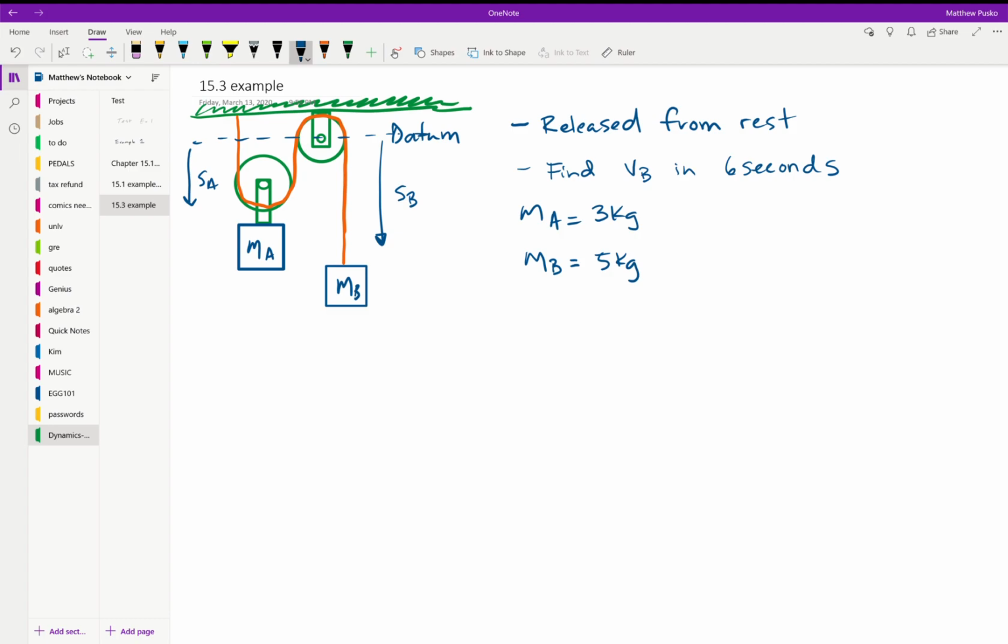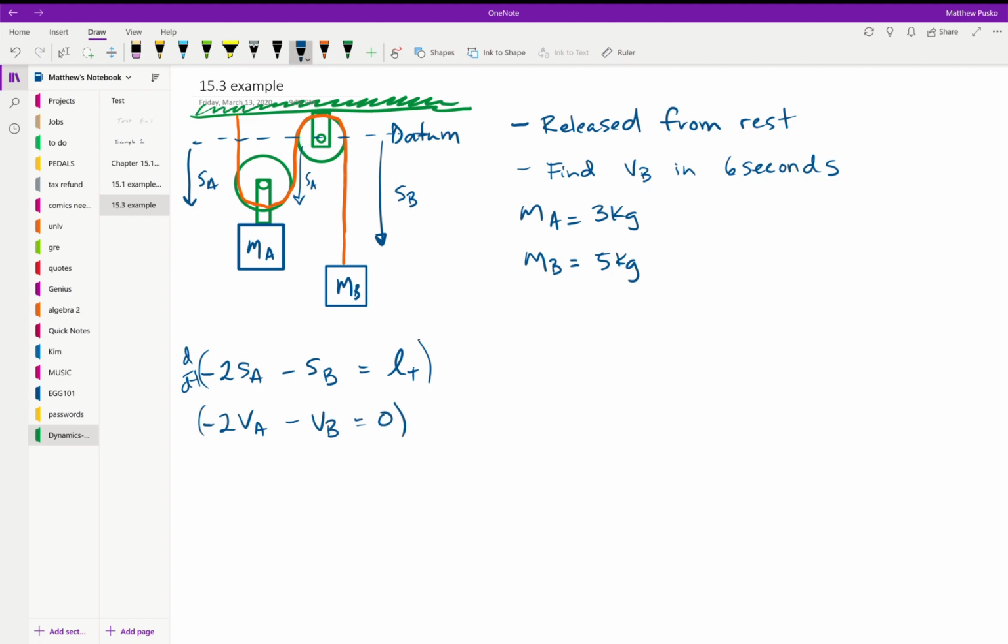Now let's go ahead and make a relationship with these. I get negative 2 SA from one up here and another one right here, minus an SB is equal to the total length. And I can take derivatives of that to get my velocities. I get negative 2 times the velocity of A minus the velocity of B is equal to 0.